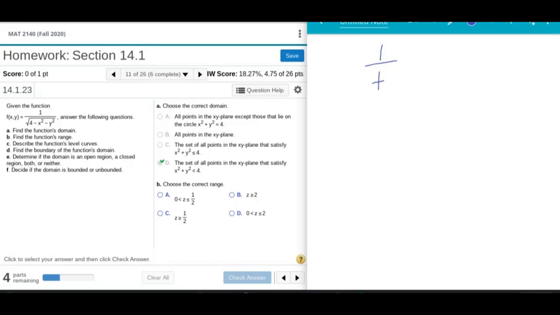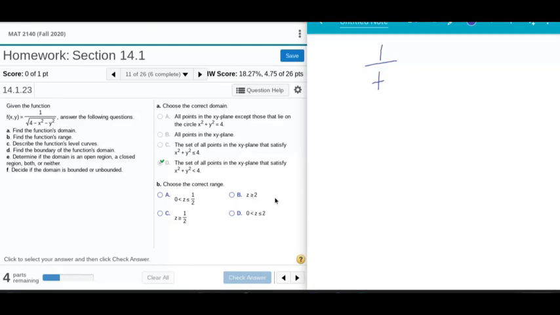Even if we plug in numbers like 0, we're never going to get 0 in the bottom. We excluded that from the domain. So no matter what we plug in, this is going to be 1 over something positive. So let's see what our choices are for our range. We have that z is greater than 0 but less than or equal to 1/2, greater than or equal to 1/2, greater than or equal to 2, and between 0 and 2.